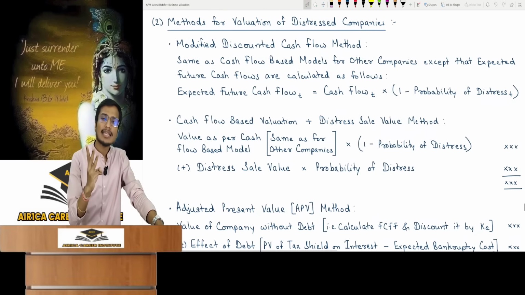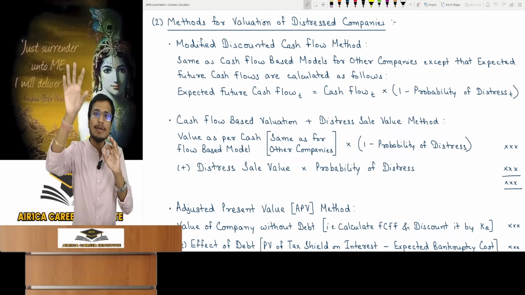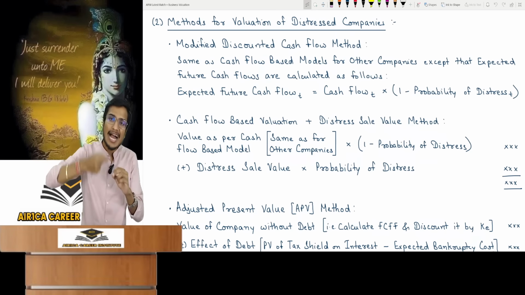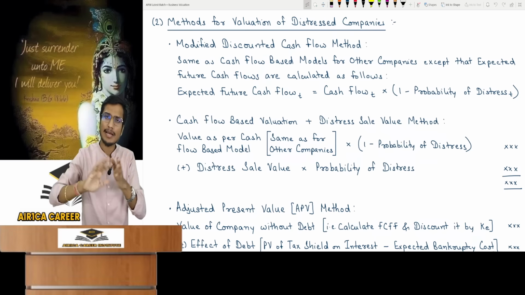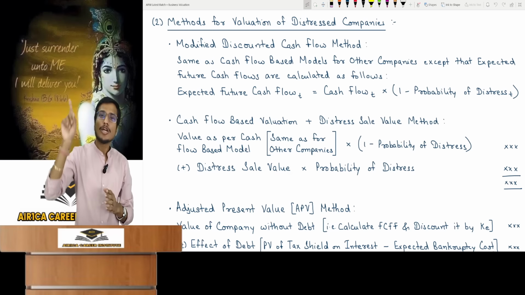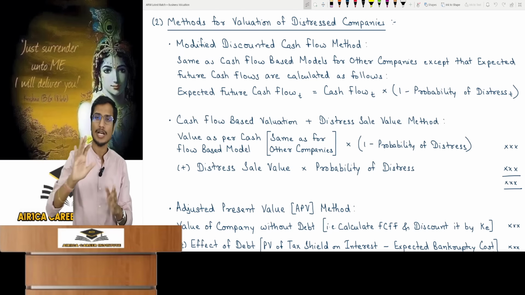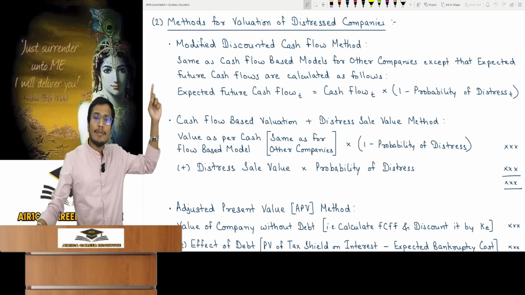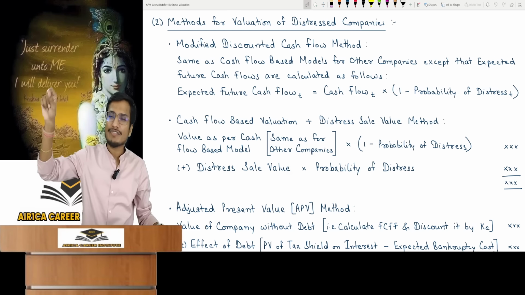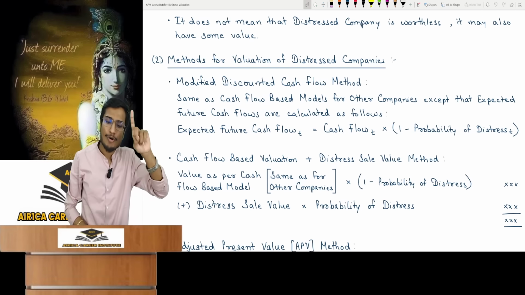It has 3 methods. First, the modified discounted cash flow method. In this, you need to first recall the cash flow based model explained for general companies. We will build on that concept, and if you didn't understand that, then this is pointless. You might as well stop studying. You won't understand this without the prior part. You choose the method, whether FCFF or FCFE for firm or equity value, then calculate accordingly. Now what is the change? You will modify it. You calculate the PV of future cash flows, whether FCFE or FCFF, and the process is the same, just modify the cash flow. You have to modify the cash flows.